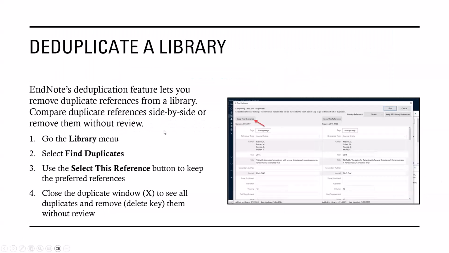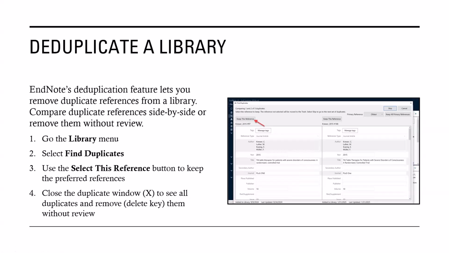Okay, so the last thing that we're going to cover is the deduplication tool. EndNote does have a feature that lets you remove duplicate references from a library. You can either compare duplicate references side by side, or you can remove them without reviewing them. The side by side lets you inspect them very carefully, like each data field. You can see that in the screenshot here.